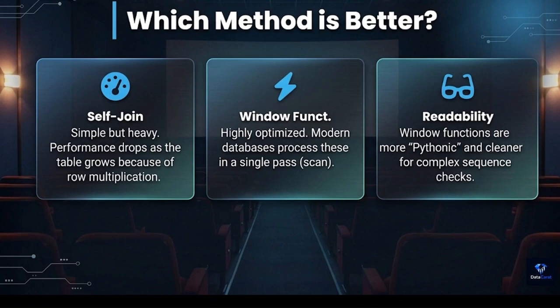So which one should you use in real life scenarios? Self-joins are easier to visualize for beginners, but they are very expensive. If you have 10,000 seats, the database has to do a 10,000 into 10,000 row comparison. This is a lot of compute resource wastage. Window functions are very much optimized. The database scans the table once, keeping the neighbor's value in memory as it moves down the list. It is the professional standard for performance.